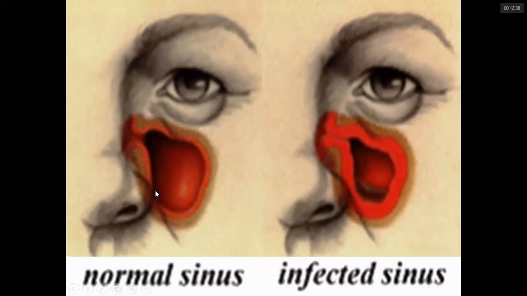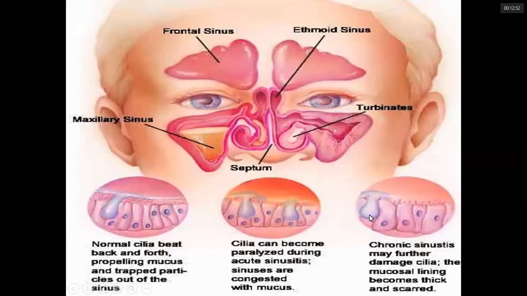So this is what a normal sinus looks like on the left side. This is the mucosa. And look here, there is thickening, edema. The sinus is infected and there is edema. Now these are the sinuses, and look here, the maxillary sinus on the right side is normal, and on the left side, look at the turbinate. It is hypertrophied, and there is edema of the lining of the turbinates.